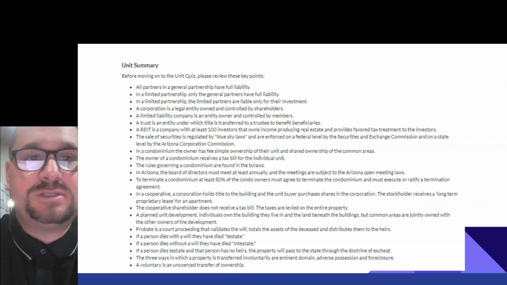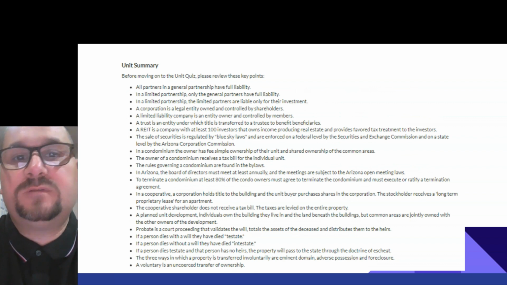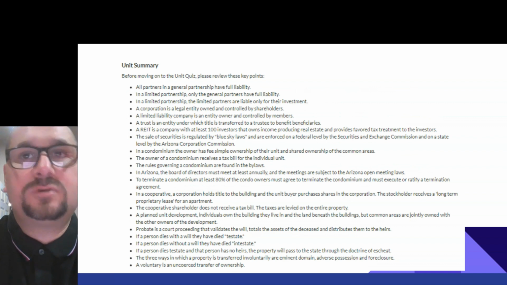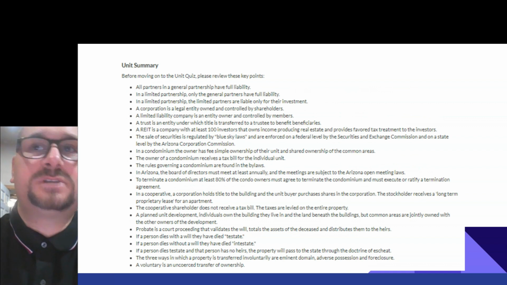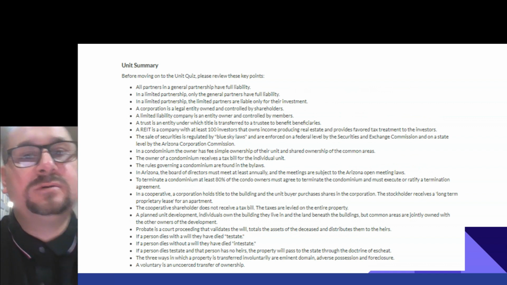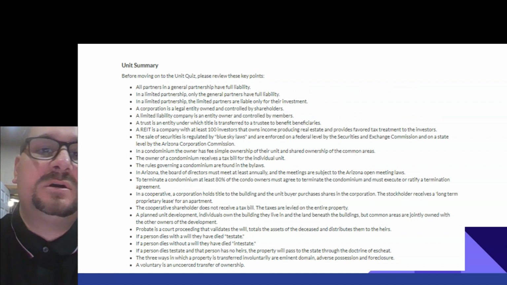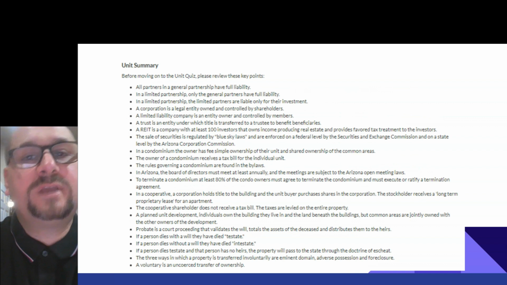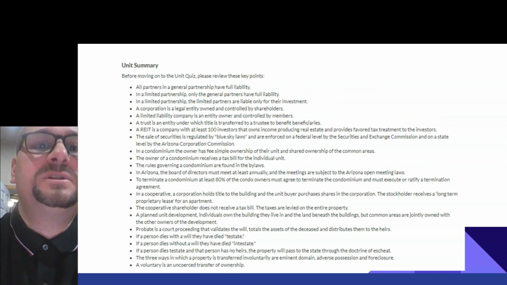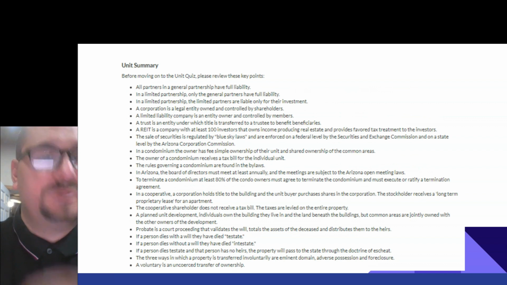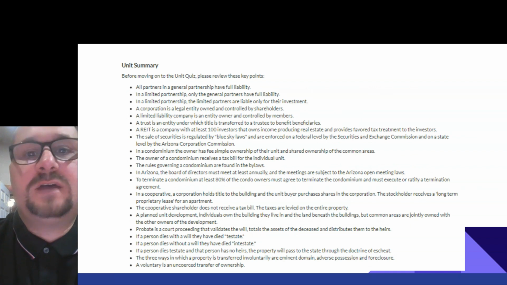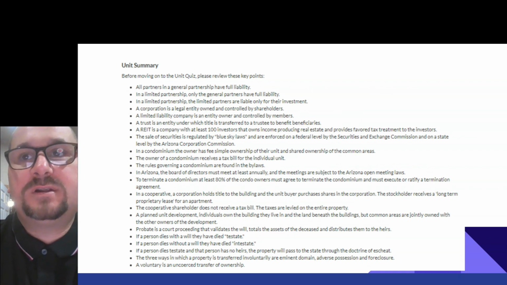In a limited partnership, only the general partners have full liability. So it's a big difference between a limited partnership and a general partnership. If you have a limited partnership, it's limiting the liability. In a limited partnership, the limited partners are liable only for their investment. So if you go into a general partnership or a limited partnership, just understand that some partners may or may not have full liability for their investment.